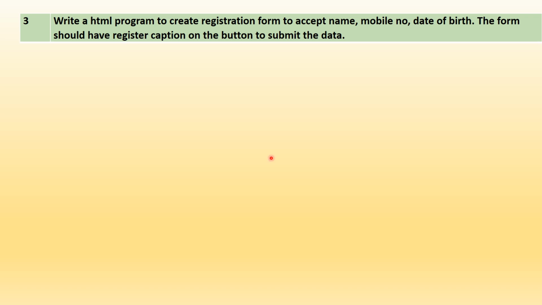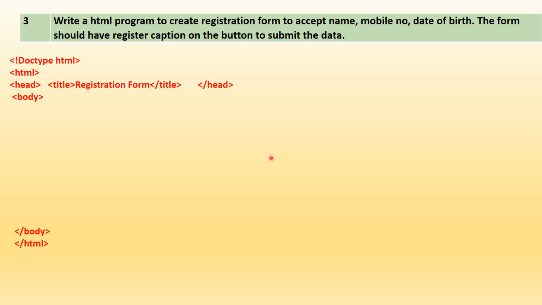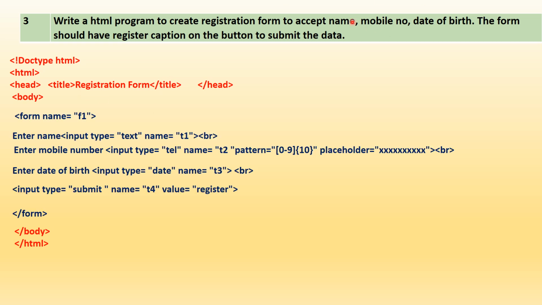In this question, read the question carefully. They said to create a registration form. So in the basic structure, you will write the title registration form. Next is accept name. Now you know input type is text. For mobile number, type is TEL. Name I've given here. Pattern.